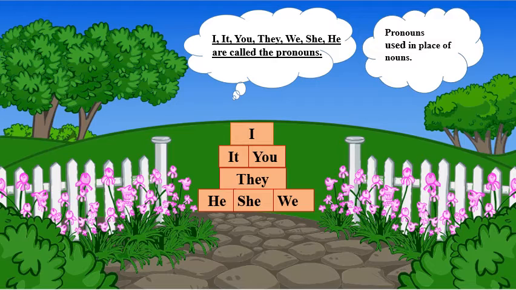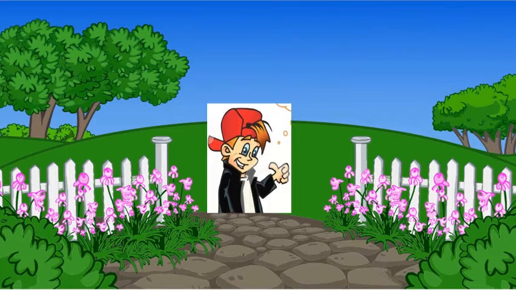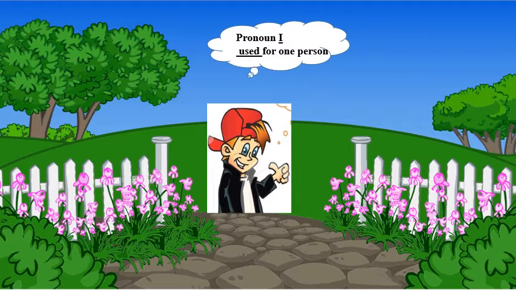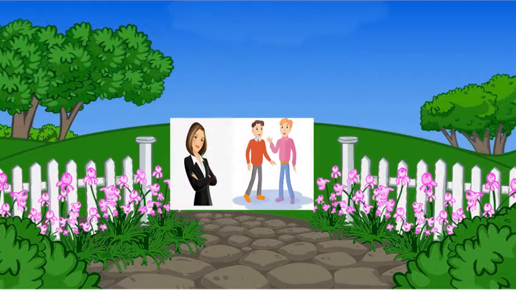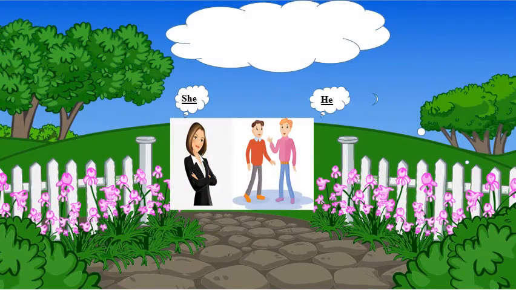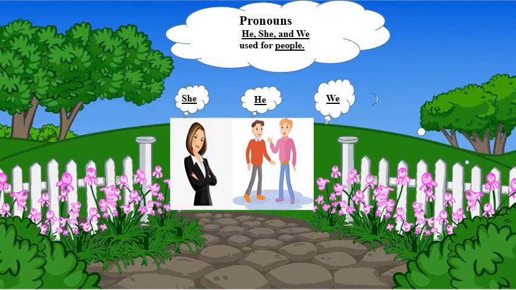Do you know what are pronouns? I tell you. Pronouns are the words that are used in place of nouns. Now, let's see how they are used in place of nouns. Pronoun I is used for one person. Pronouns he, she, and we are used for people.